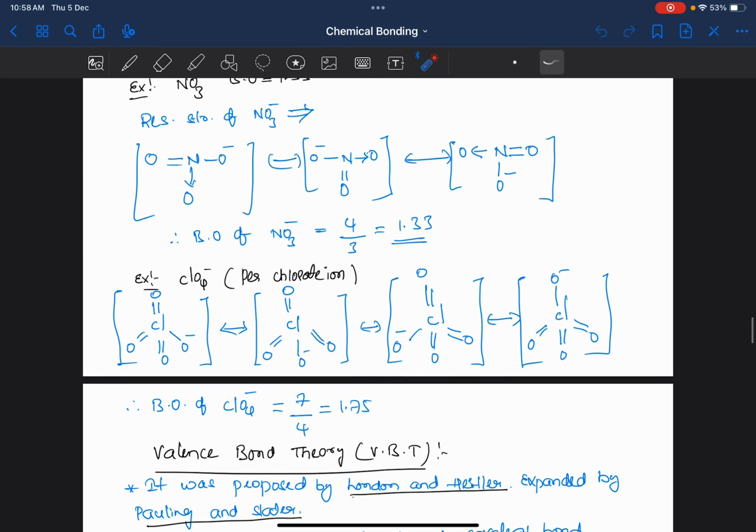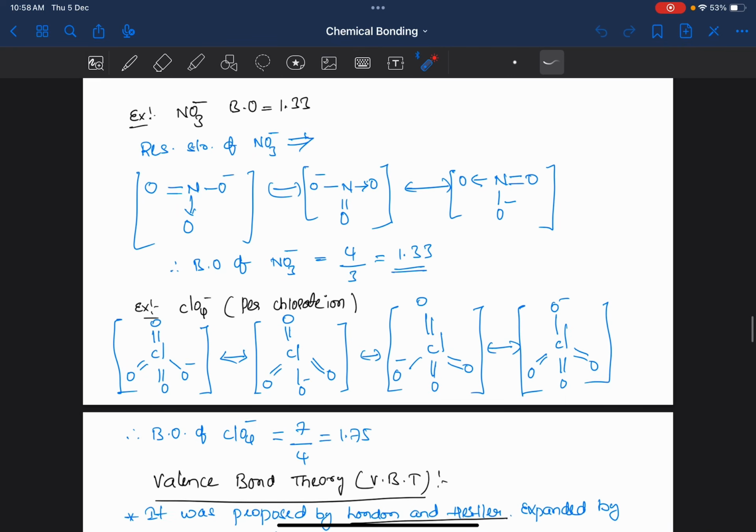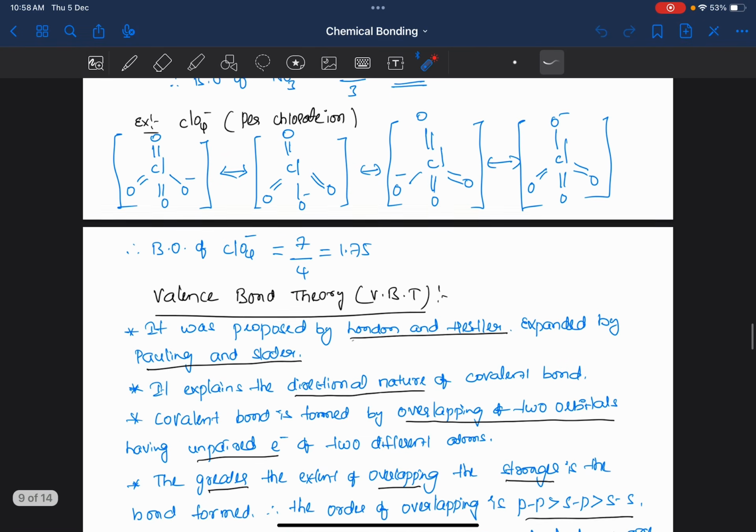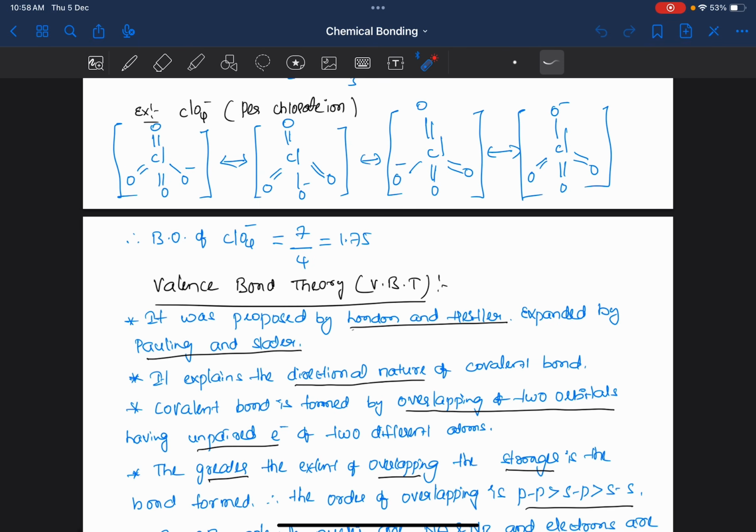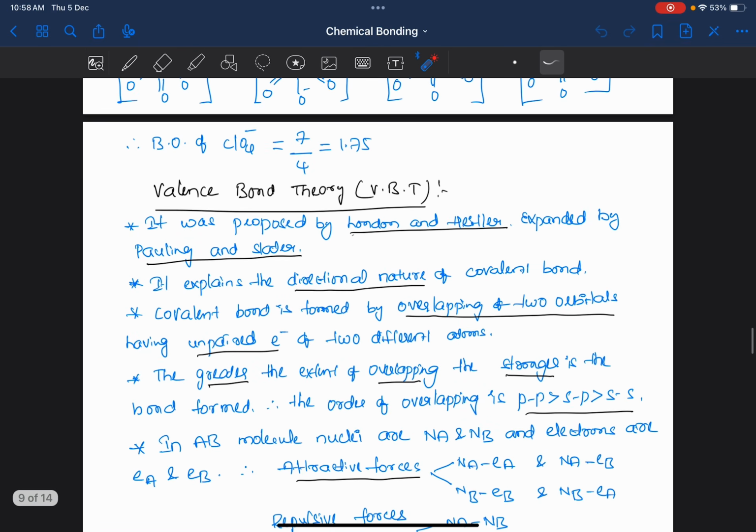Hi students, in the last class I explained how to find the bond order for different ions. Now I'll explain valence bond theory. Valence bond theory was proposed by Heitler and London and expanded by Pauling and Slater. It majorly explains the directional nature of the covalent bond.